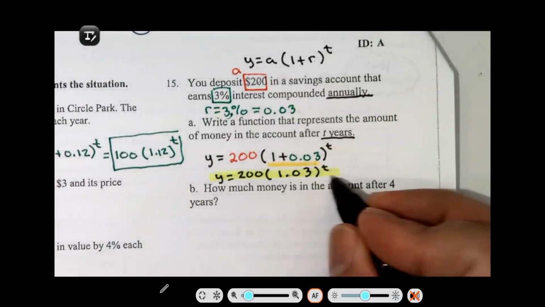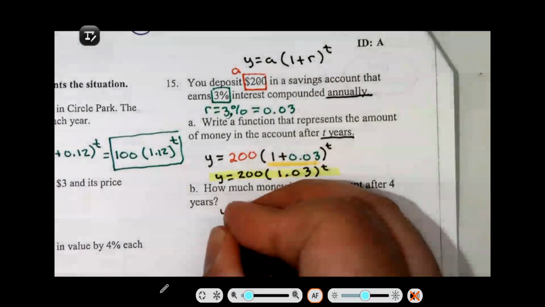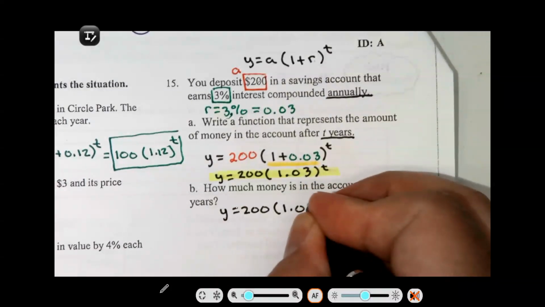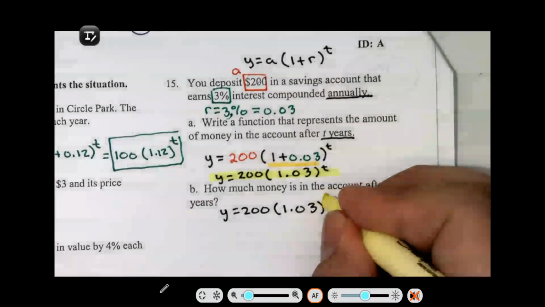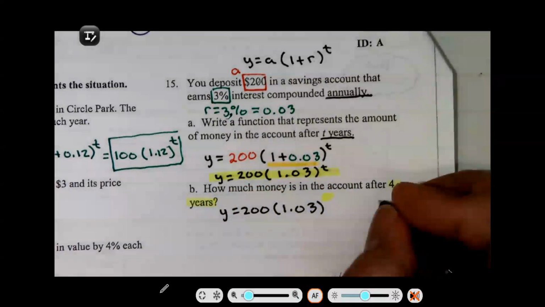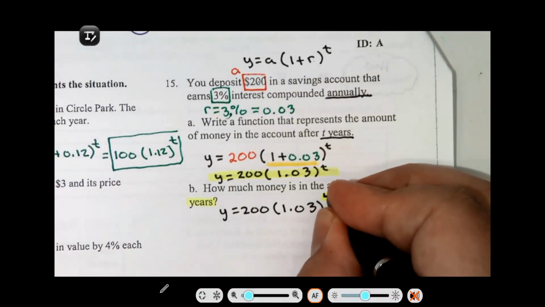This is why you created this equation. This is the equation for your money. So y is equal to 200, 1.03. And yes, there's a t up there. But remember, right where the t is, they said 4 years later. Well, then your t is equal to 4. Well, then toss that in there.